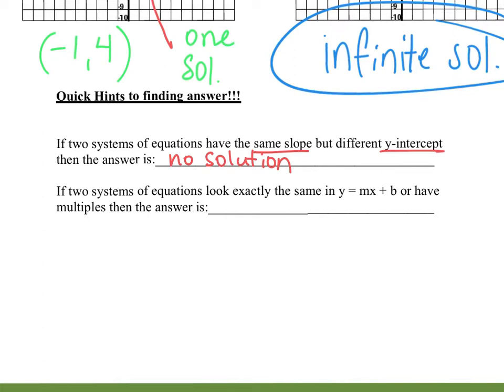But then, if I have the same slope and the same y-intercept, so meaning if I put them into y equals mx plus b, and they are the exact same, then what is the answer? Infinite solutions. So kind of like that last example that we just did. When we got those into y equals mx plus b, they were the same. Okay, questions on that?